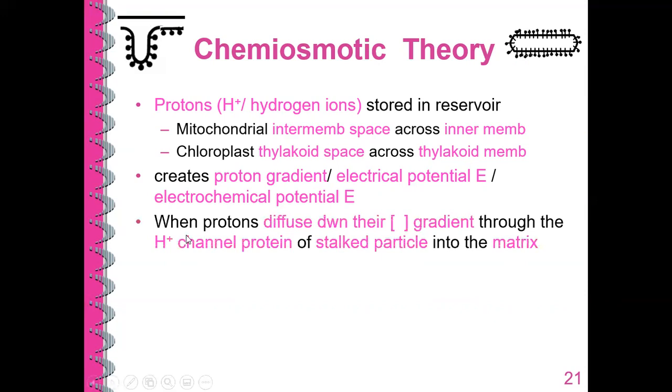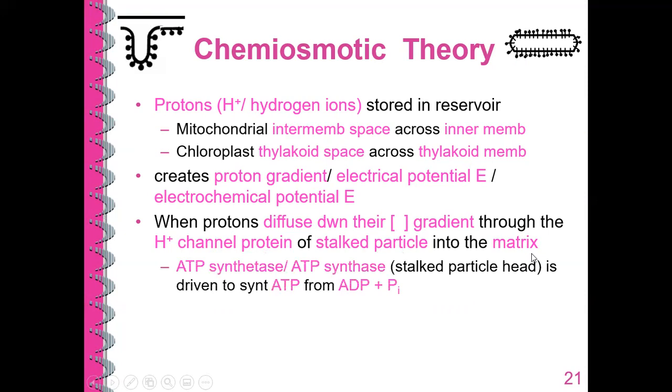Okay. So when protons diffuse down their concentration gradient through the H plus channel protein of the stalked particle into the matrix, then ATP synthetase is driven to synthesize ATP from ADP and Pi. Can you see, in the sentence, it's very crystal clear. It tells you exactly what happens to H plus. It moves from where to where, and then what happens. Okay. So this will be your notes. All these are your notes here.